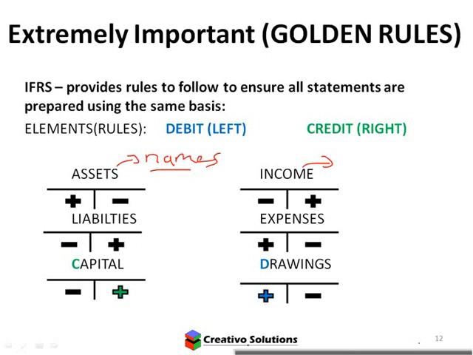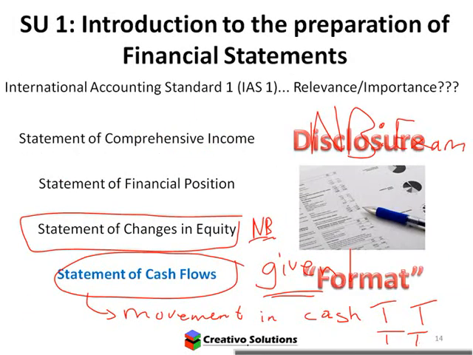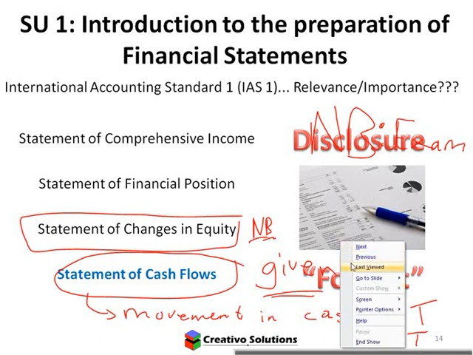Bank can appear in an asset account, an income, an expense, a liability, capital, and drawings. Right, and that's your challenge. Your challenge is trying to find bank when doing a cash flow statement. Okay. Alright, there's the note about disclosure. I just mentioned it earlier.